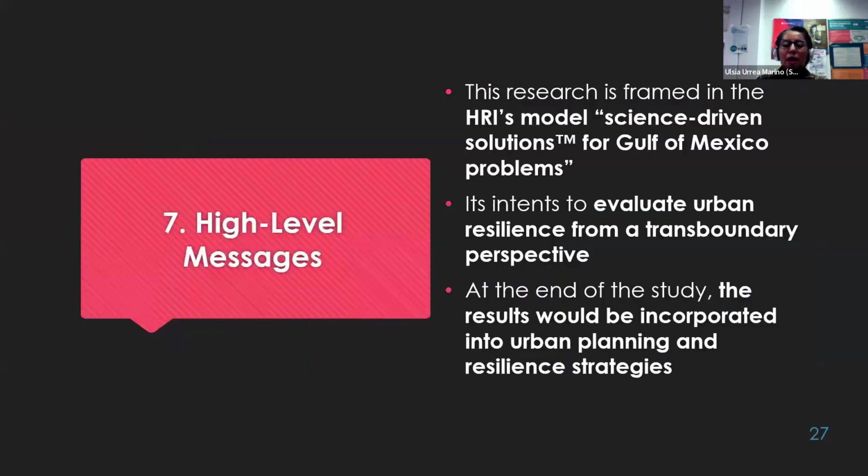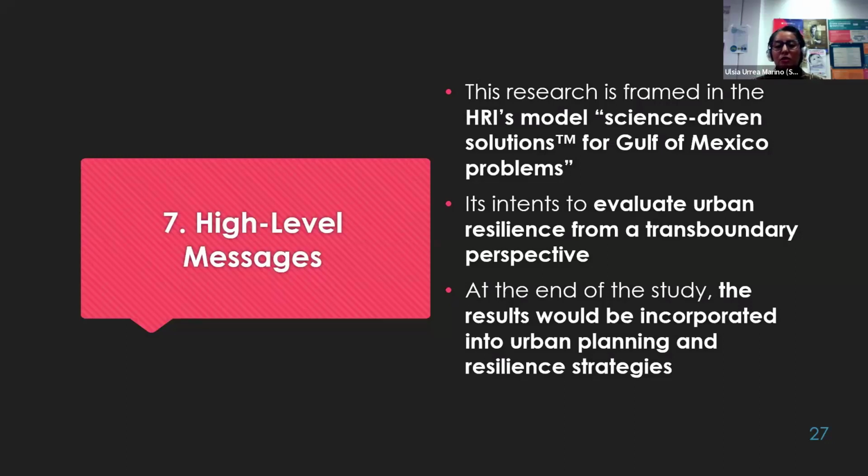What are some high-level messages of this work? First of all, this research is framed in the mission of the institute in which I study, as I mentioned before, the Harte Research Institute for Gulf of Mexico Studies. So we have this trinational vision. Science-driven solutions for the Gulf of Mexico are important, for the whole system. We want to have some answers for the whole system. So it intends to evaluate urban resilience from a transboundary perspective. That is a scope that is new in this area.